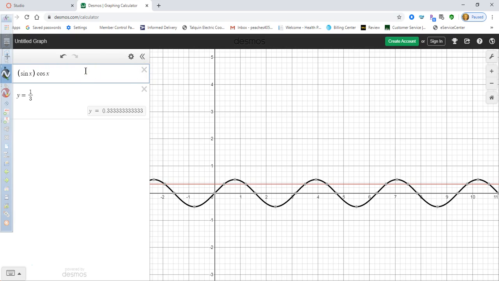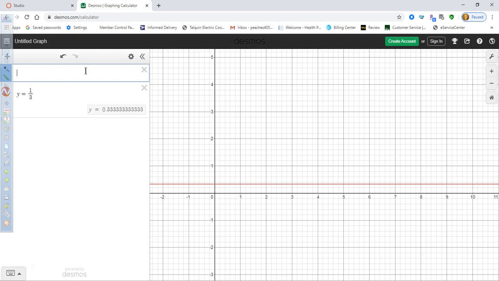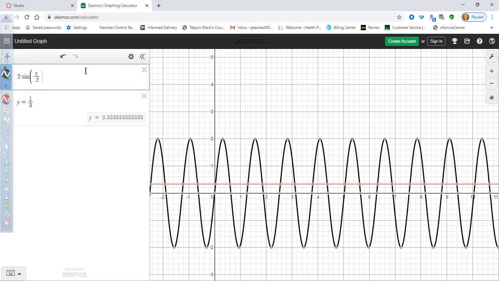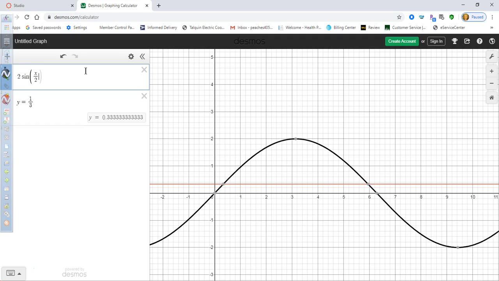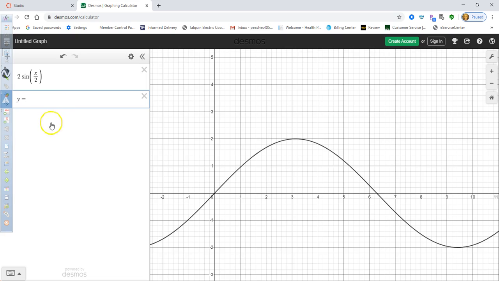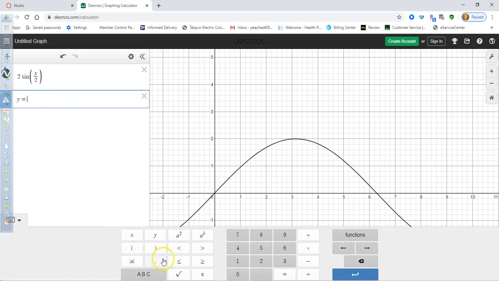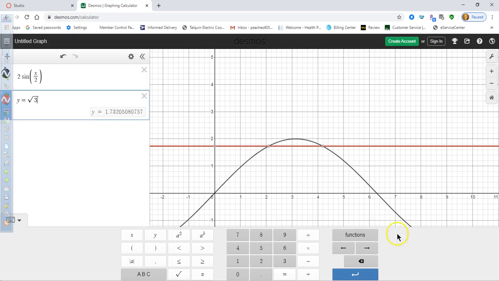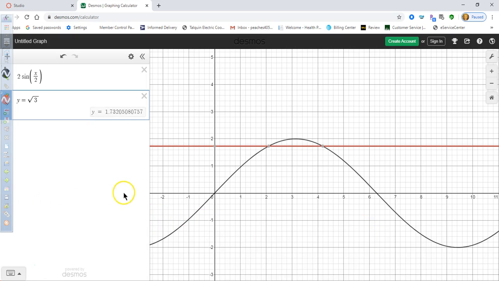Okay, for the second one, we're going to do 2 sine of x divided by 2. And we want that to be equal to, here, root 3. We can see we only have 2 spots. It gives it to you in radian form, 2 pi over 3, 4 pi over 3.